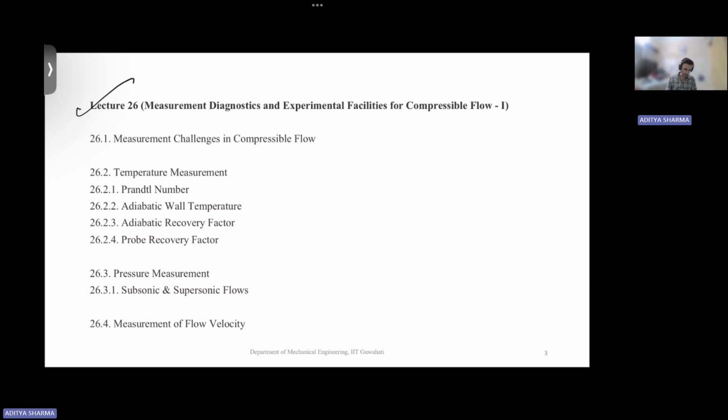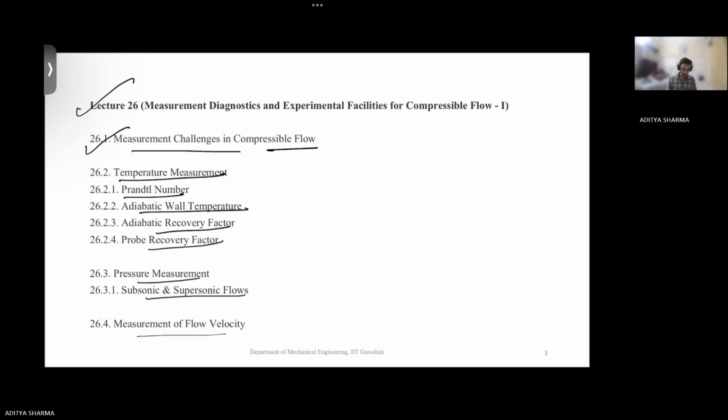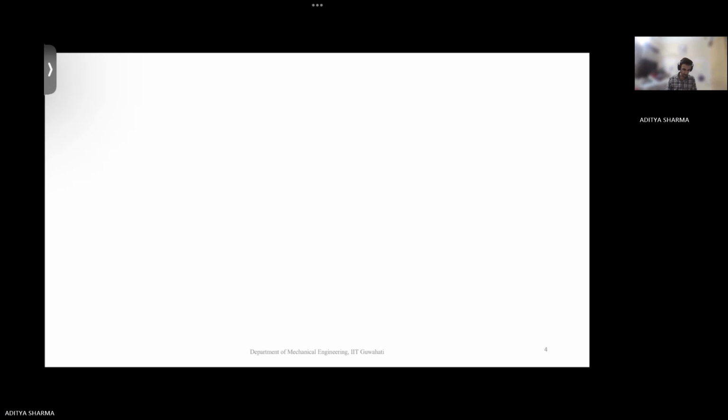So lecture number 26. These are the topics: measurement challenges in compressible flow, temperature measurement, Prandtl number, adiabatic wall temperature, adiabatic recovery factor, probe recovery factor, and pressure measurements, measurement of flow velocity. So these are the topics.